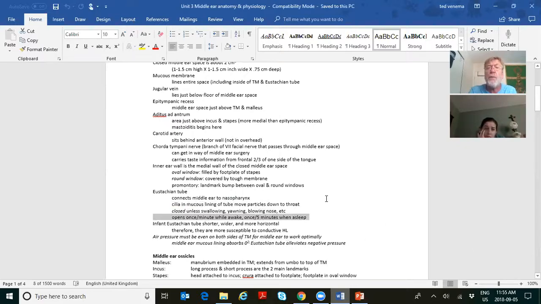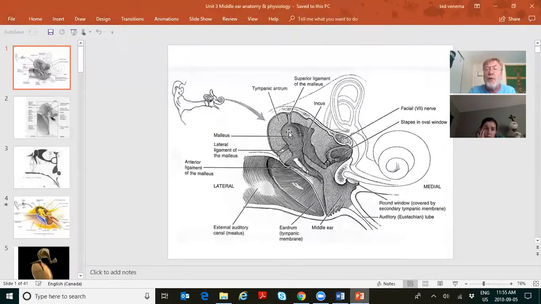And why does it open periodically? To allow new air to come into this middle ear space. For the middle ear to work well, air pressure behind the drum has to be equal to air pressure outside the drum. When the air pressure on both sides of the eardrum is even, that's when the middle ear works the best. You want new air coming up in here because you want the air to be fresh, new, clean. You want it nice, and you want it equal with the air pressure outside the eardrum.